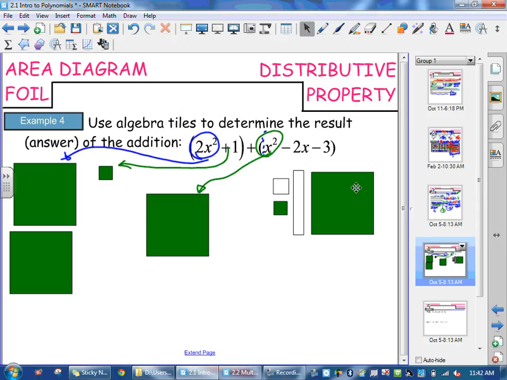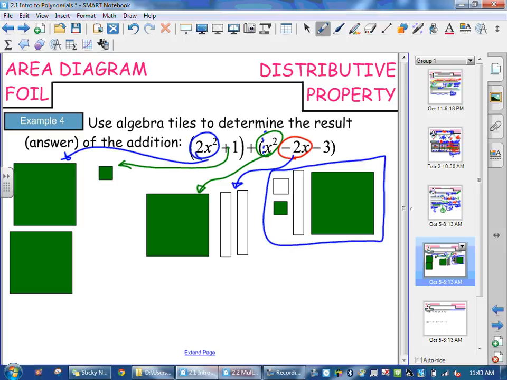We've got a negative 2x. You have to watch because the negative and positive signs tell you what color they are. This negative sign in front of the 2x tells me that it's going to be a white one because white's negative here. So I need 2 long sticks. The long sticks here are the x's. Okay, so the long sticks are those x's.